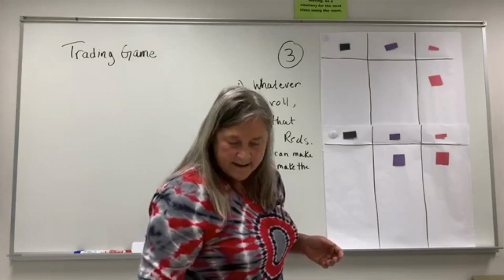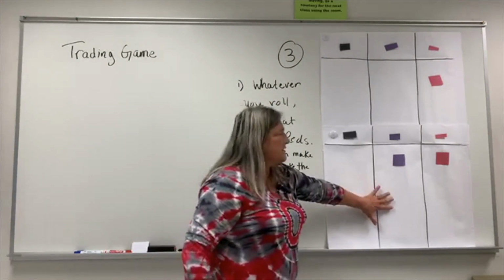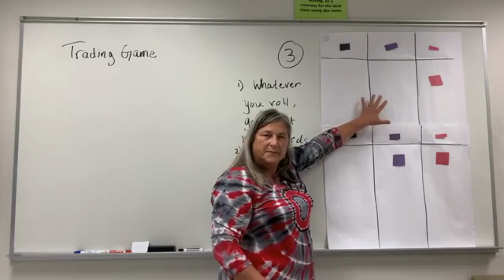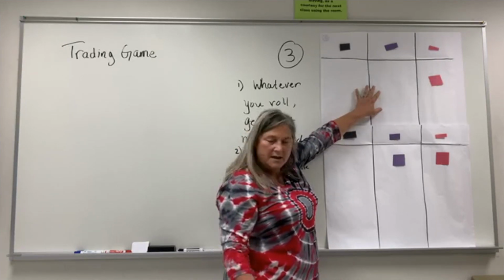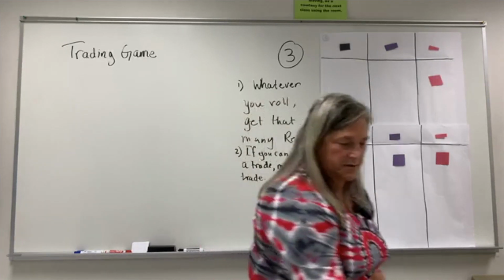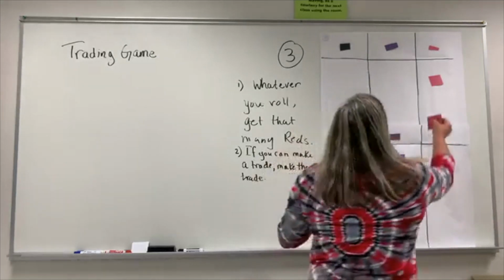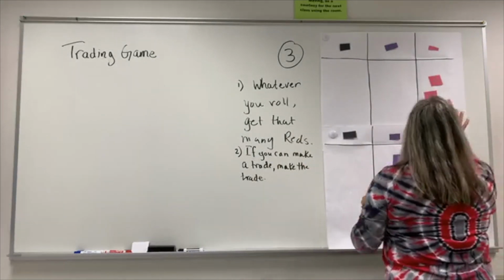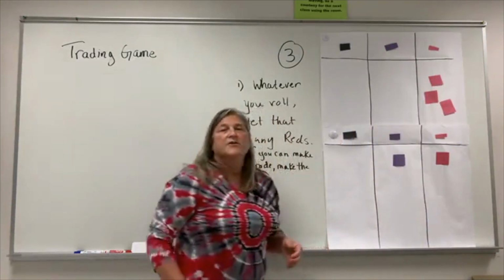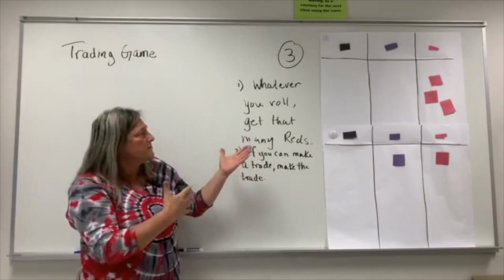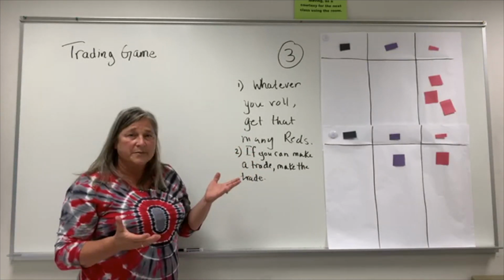So I'm going to roll again. Now it's my turn, so this person gives up the turn to the next person. I just rolled a 2, so I get 2 reds. Remember, whatever you roll, that's how many reds we get in this case. So now I have to give up my turn, but I'm not finished because I can still make a trade.